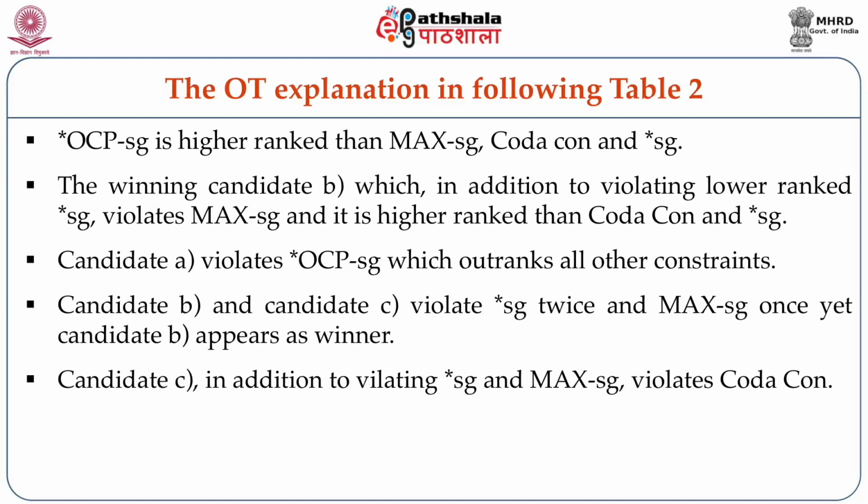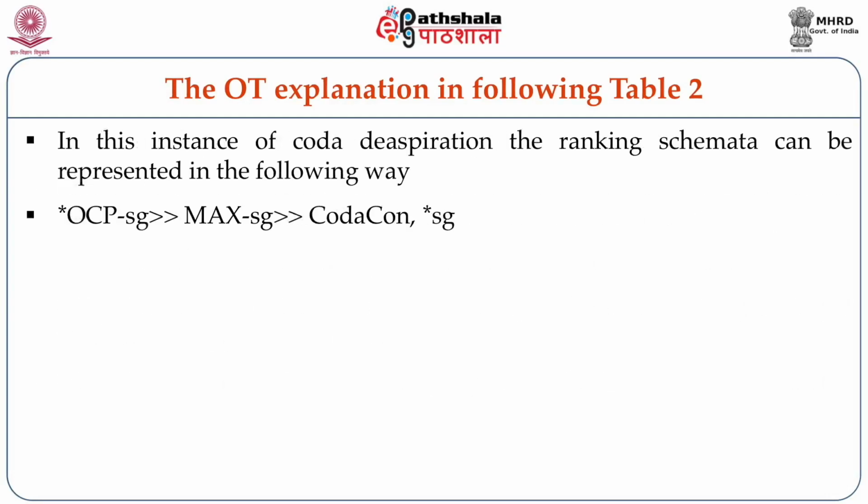So this is the ranking of the constraints in Assamese coda de-aspiration. The star OCP will be the highest rank constraint. I already explained. So in this coda de-aspiration, the ranking schema can be represented in the following way: star OCP SZ dominates max SZ, which dominates coda condition and star SZ. This is the ranking of these constraints.